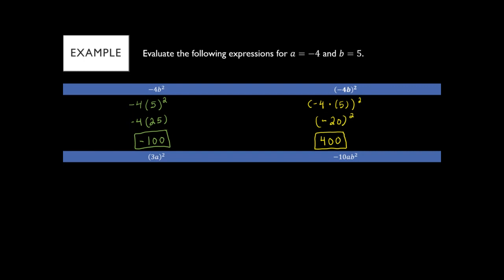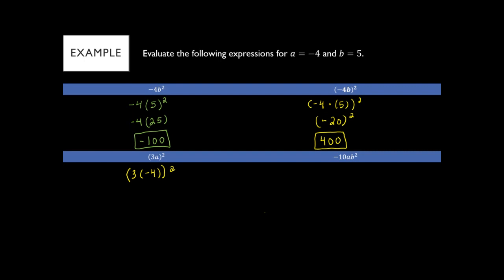Bottom row, let's look at the 3a. That whole thing is squared. So we need to do the 3 times a first, so we need to first plug in for a. So a is negative 4. I'm putting that in parentheses so it doesn't look like it's going to be subtracted. And then that's squared. Because it's 3 times a, you need to indicate that using parentheses for multiplication, because otherwise without the parentheses it looks like 3 minus 4, and that's something completely different.